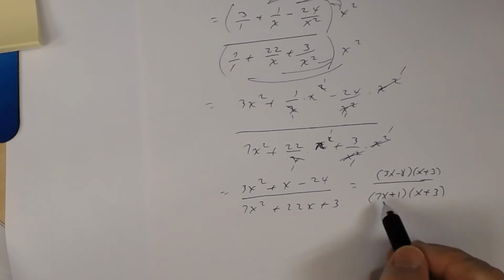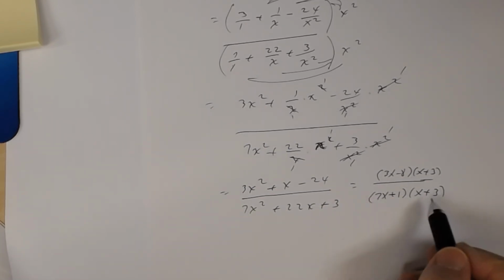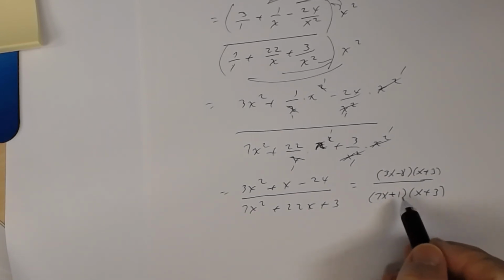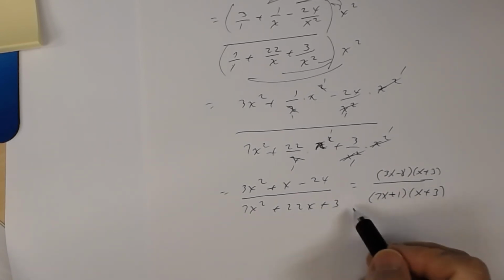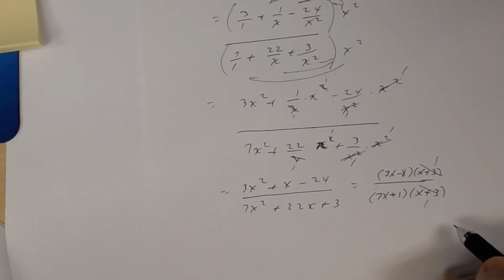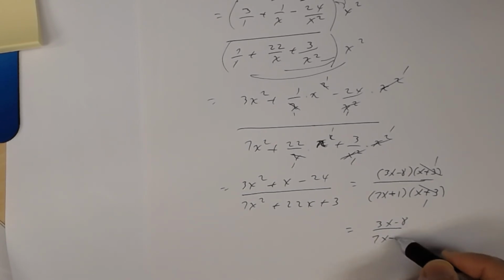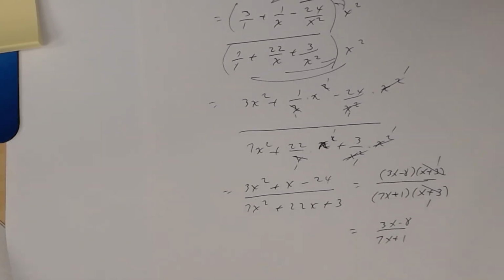Same thing in the denominator. 7x times x is 7x squared. The outer is 21x. The inner is a positive 1x. You get 22x. And then 1 times 3 is 3. And now notice the x plus 3's divide out. So your answer is 3x minus 8 divided by 7x plus 1. So that's your method.